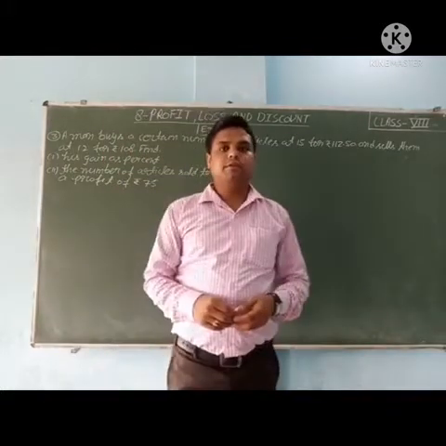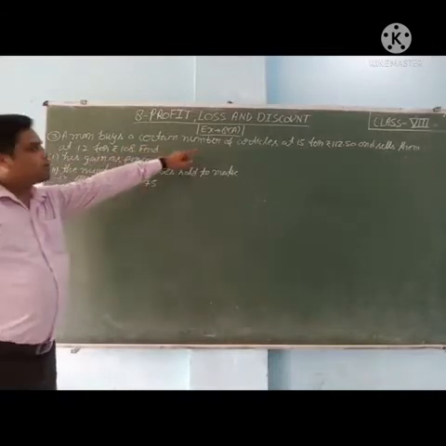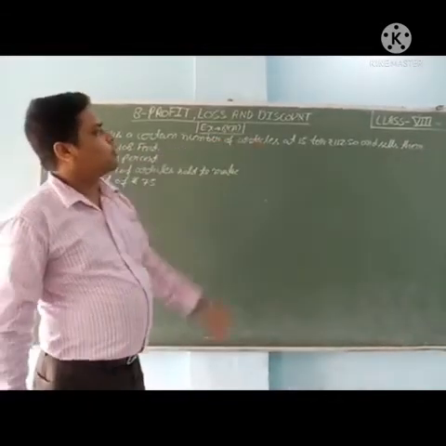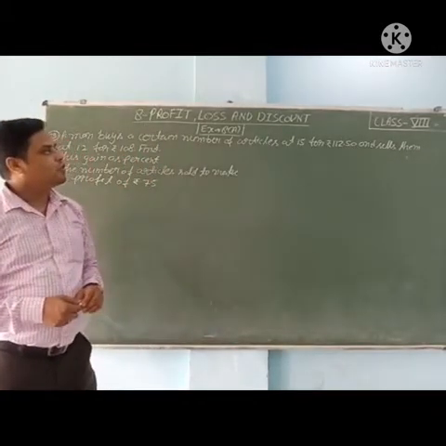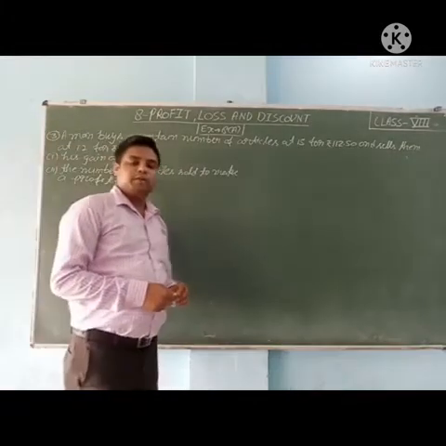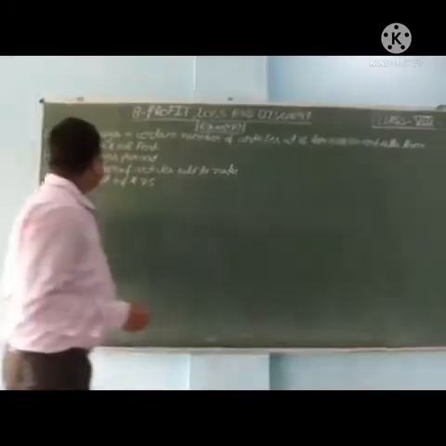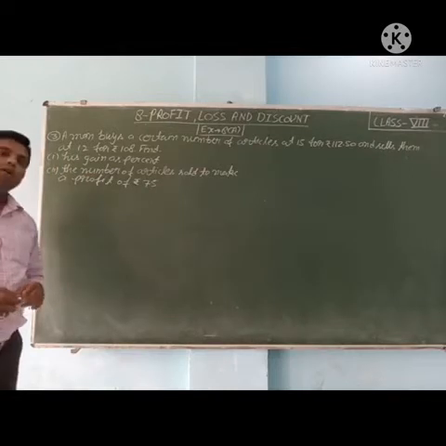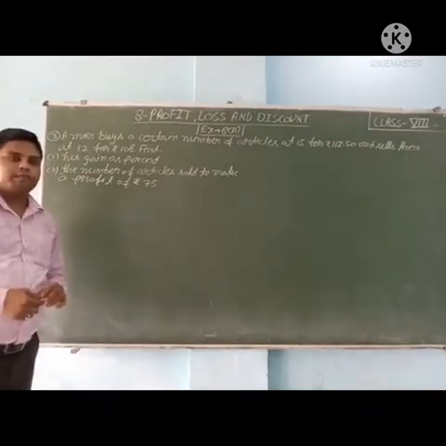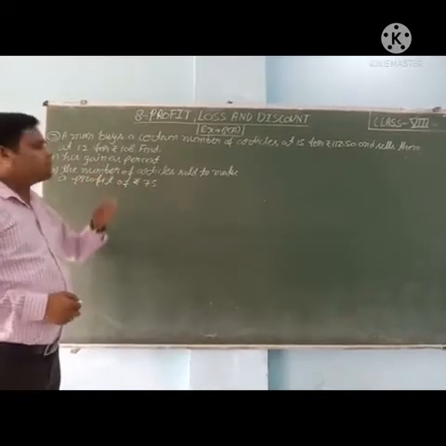Now students, the third sum: a man buys a certain number of articles at 15 for rupees 112.50. It is the CP of 15 articles, that is rupees 112.50, and he sells them at 12 for rupees 108. So it means 108 is the SP of 12 articles. Find his gain percent.